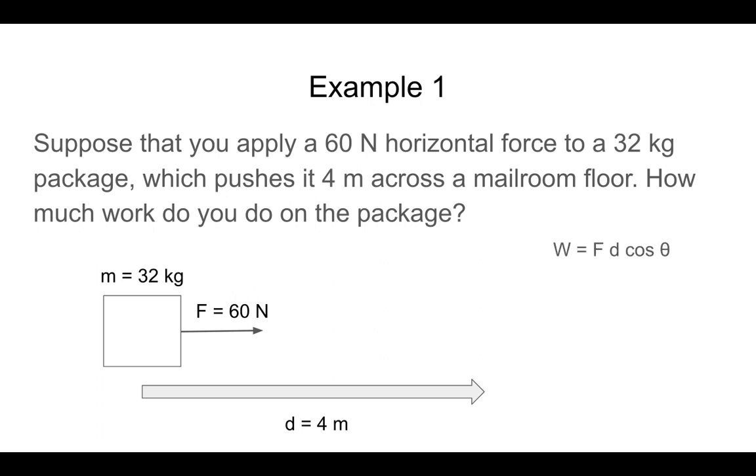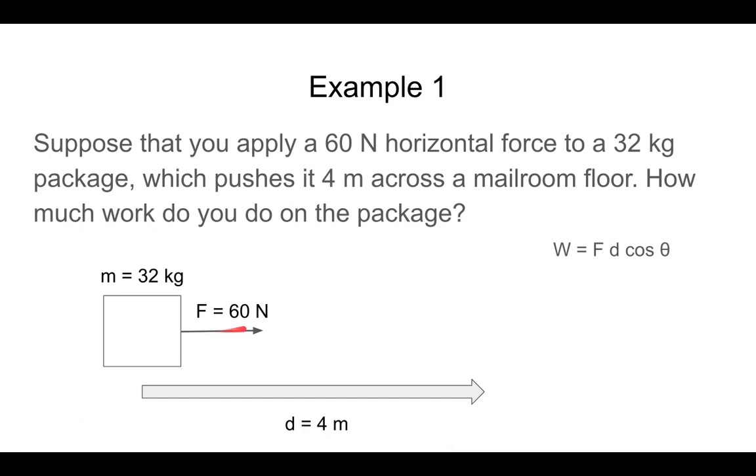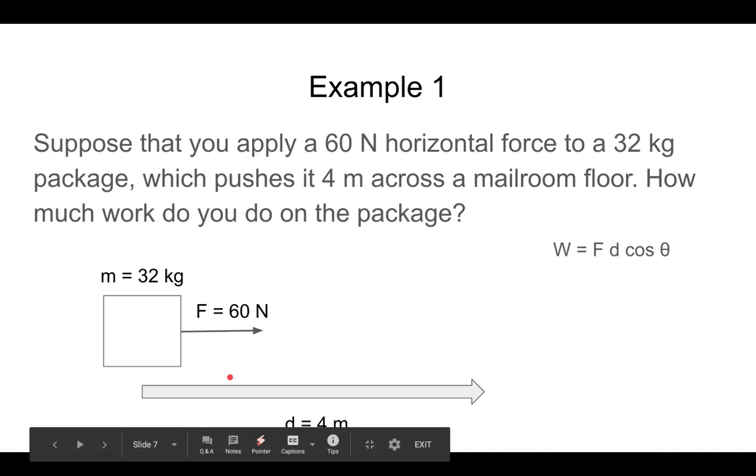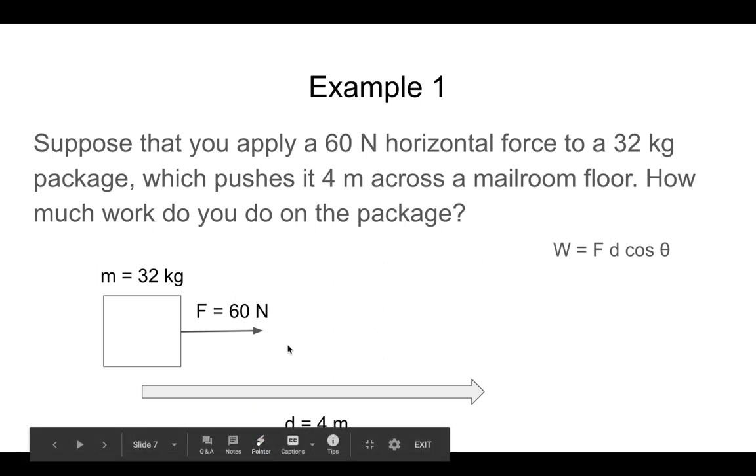All right, so our work equation is force times displacement times the cosine of theta. Now I know the force is 60 newtons. I know that the displacement is 4 meters. And then I need to think about this theta here. If I look at this force, we can see that the force is going to the right and the displacement is going to the right. Remember that angle in cosine theta is the angle between the force vector and the displacement vector. Here, because they're parallel to one another and going in the same direction, that angle is 0. So it's going to be cosine of 0, which is just 1.